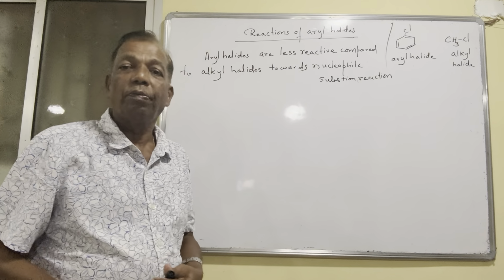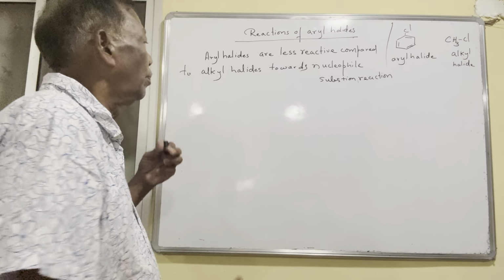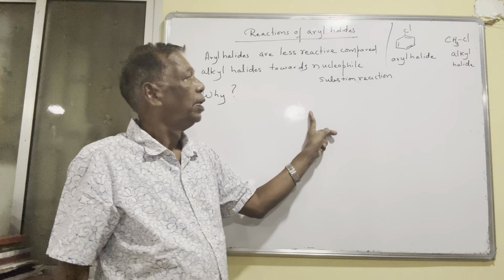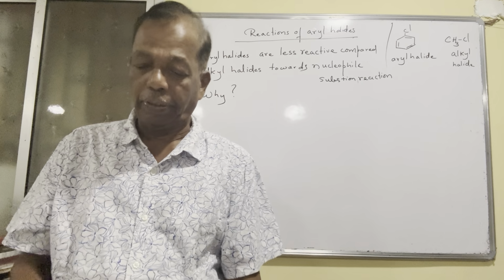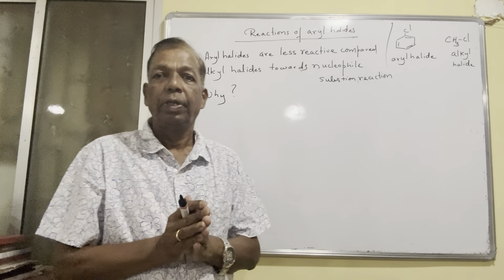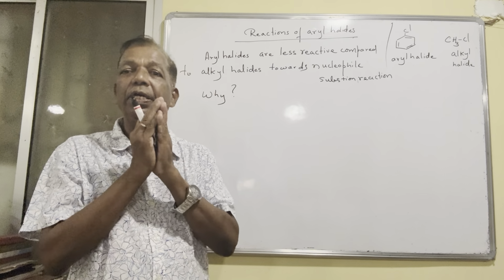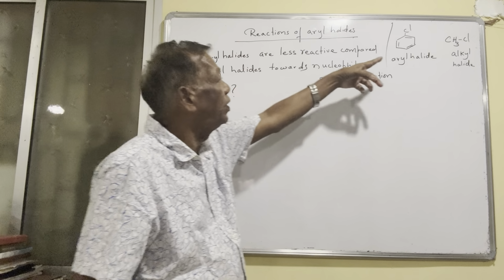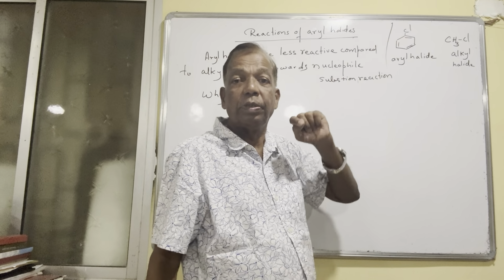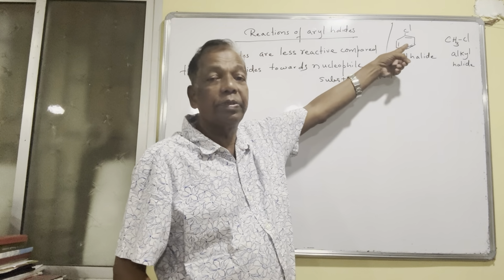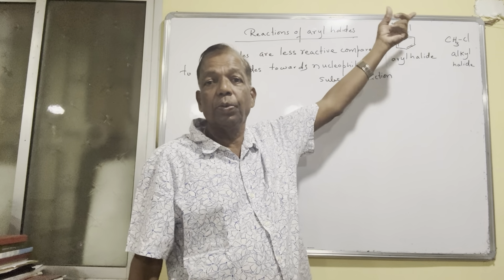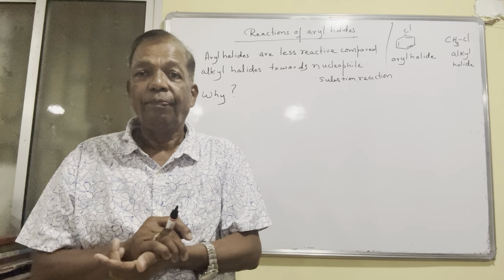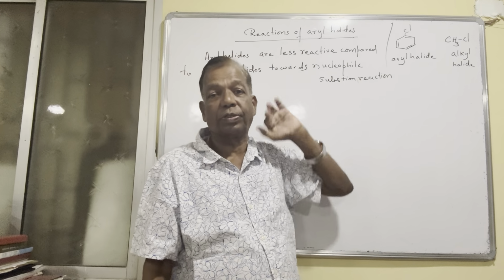Now why is it so? What is the reason? Why are aryl halides less reactive compared to alkyl halide? Remember one thing: in any reaction, if the bond can be broken very easily, then that reaction will be faster. So here, you have to break the bond between the carbon of the aryl group and chlorine. If this bond can be broken very easily, then this reaction will be faster.